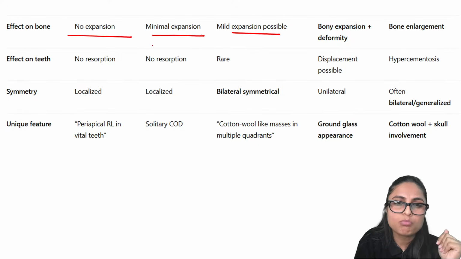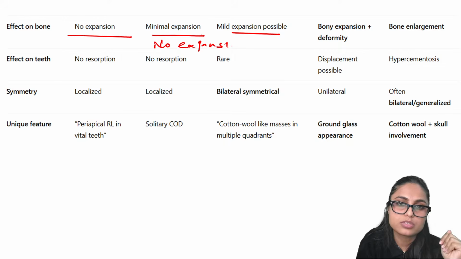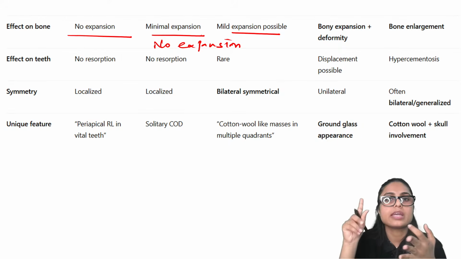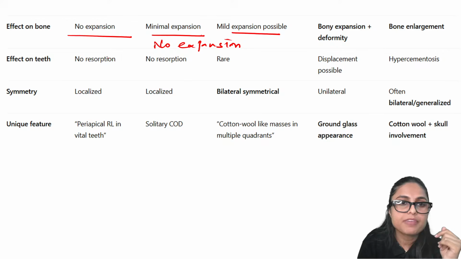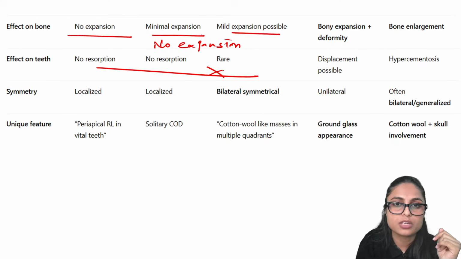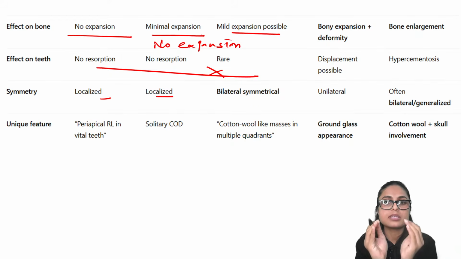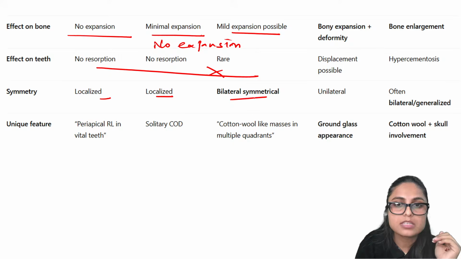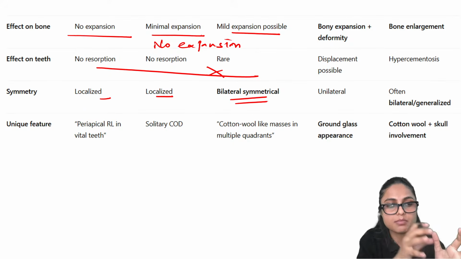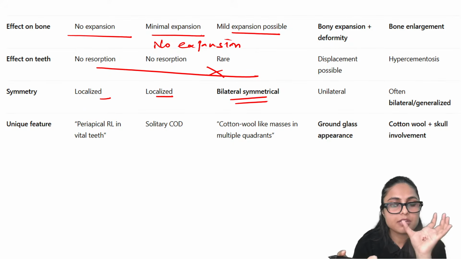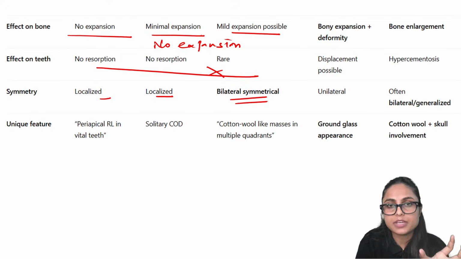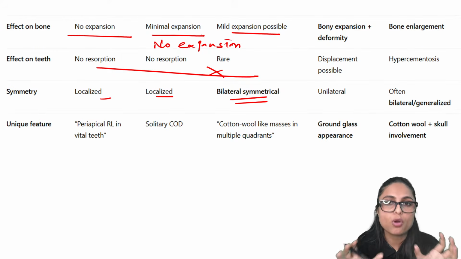Now, effect on bone: no expansion, minimal expansion, and mild expansion are possible, but mostly there is no expansion. You see it in PCOD, FCOD, and florid. Effect on teeth, no resorption. Symmetry: localized at a particular site. Florid is bilaterally symmetrical, meaning multiple quadrants are affected. If the right mandible is affected, the left mandible will be affected in florid.